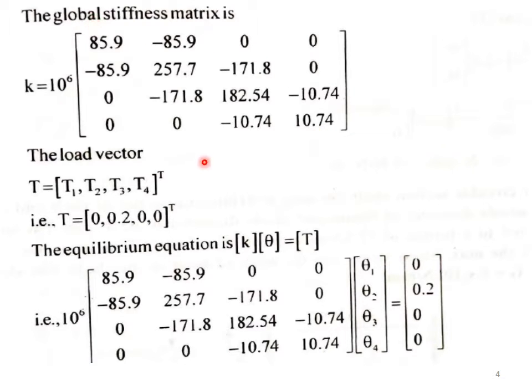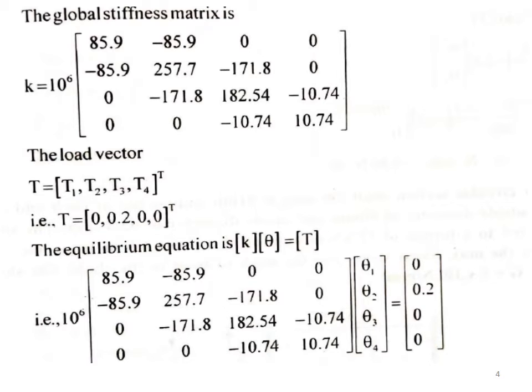So next we will be writing the load vector. 4 nodes are there. So at 4 points, torsion applied T is equal to T1, T2, T3 and T4 transpose. T1 is 0, T2 is 0.2, T3 is 0 and T4 is 0 transpose. Next, write the equilibrium equation, that is K into theta is equal to T. This is the K matrix, theta 1, theta 2, theta 3 and theta 4, 0, 0.2, 0 and 0.